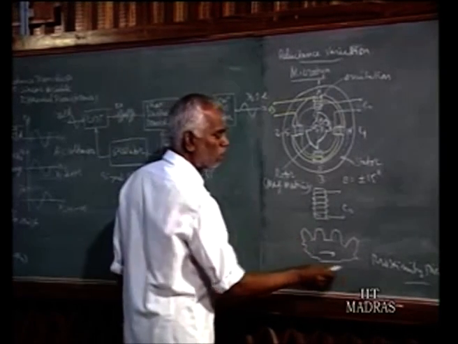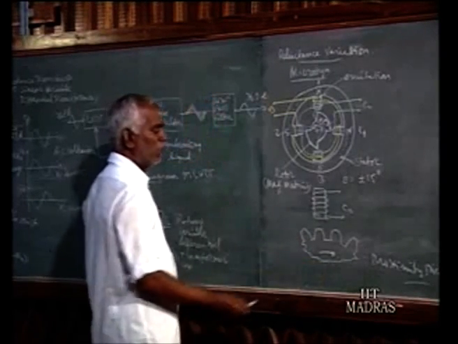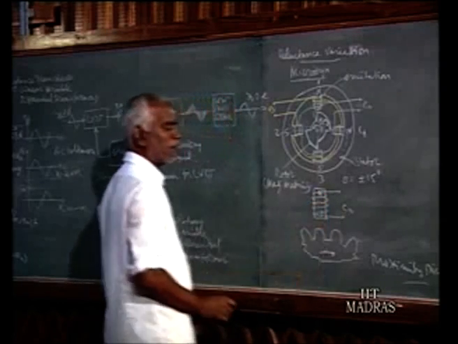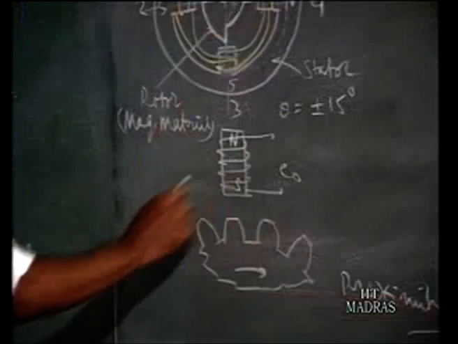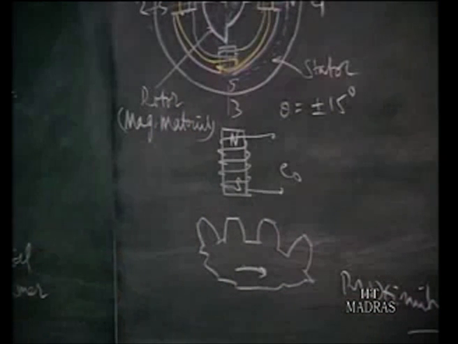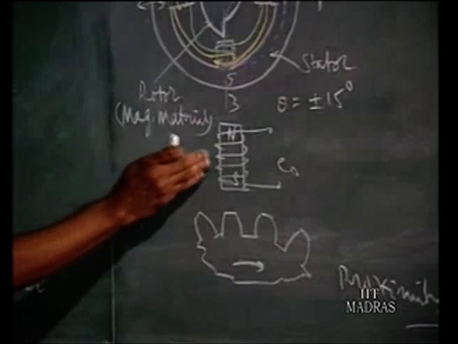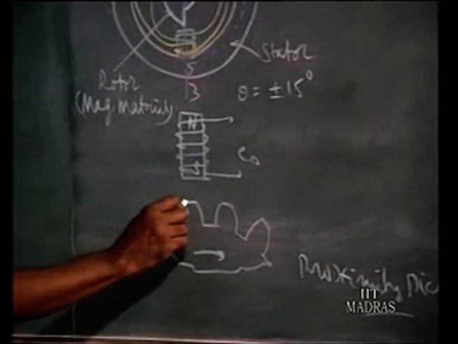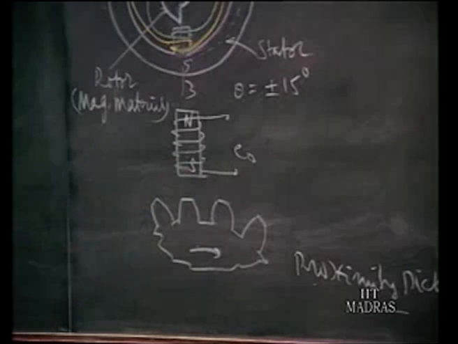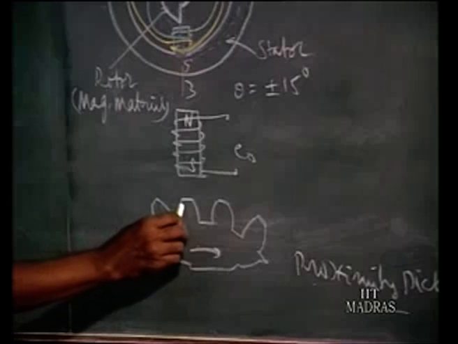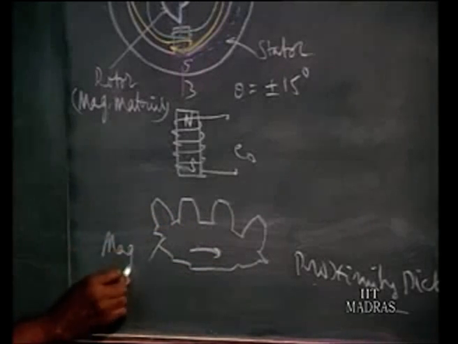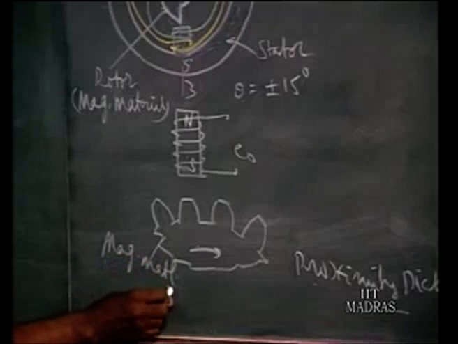Another one is simply called the proximity pickup. It's well known. The construction is that you have a north pole and a south pole, a permanent magnet, on which there is a coil wound. Suppose a gear is just below, or in the vicinity of, this device. At one instant a tooth comes just below this arrangement, and this is made up of magnetic material.